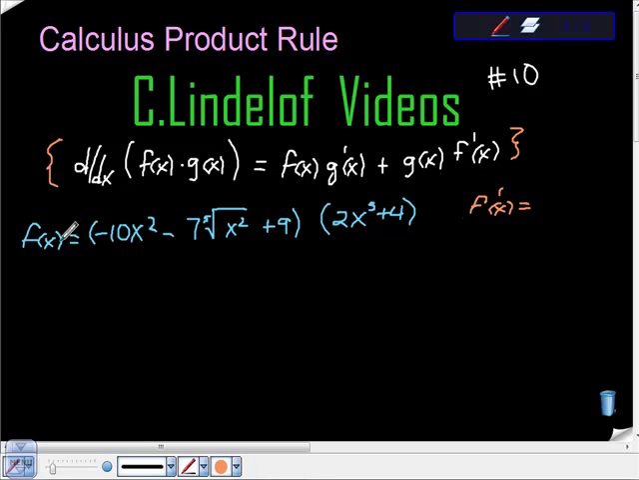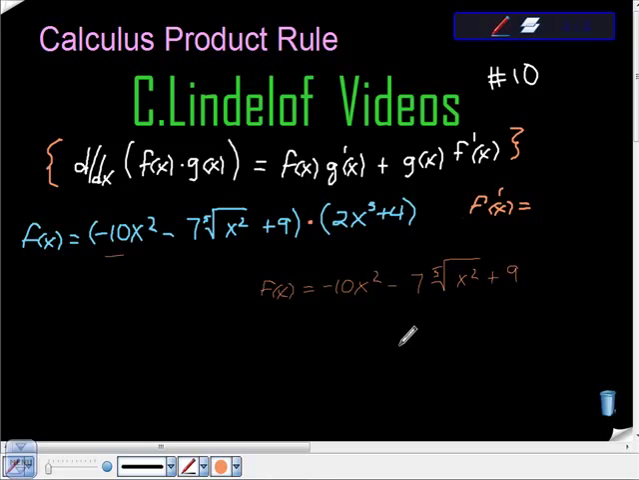So here's our problem. We're given this function, and you can see that it's f of x times g of x. So all I'm going to do here is start with a list, and I'm going to need all these pieces: f of x, g of x, g prime, and f prime. So f of x is this first function right here. So it is negative 10x squared minus 7 times the fifth root of x squared plus 9.